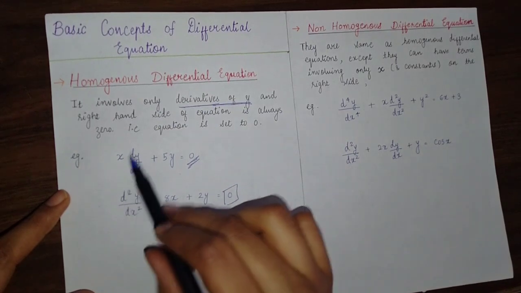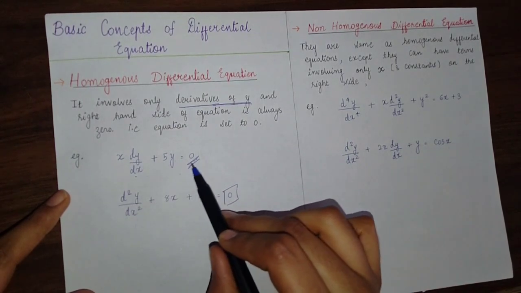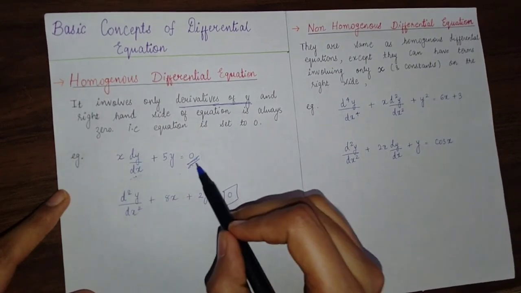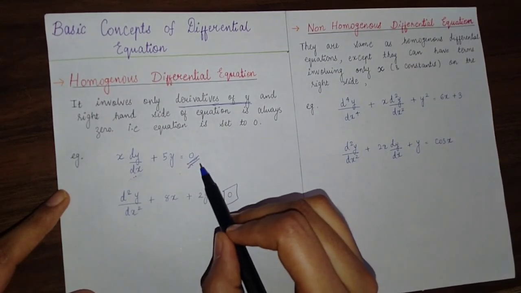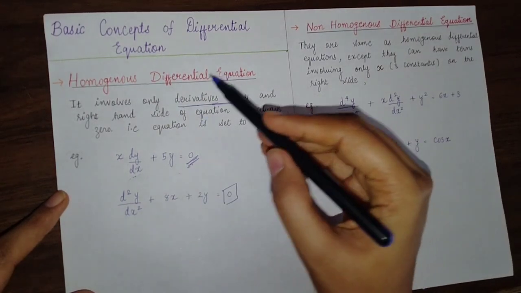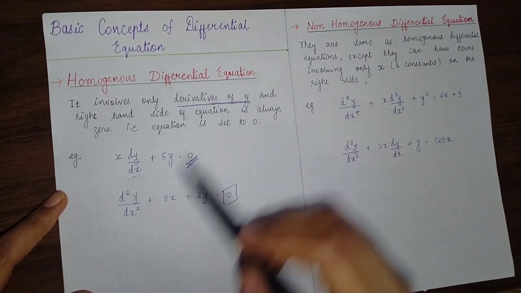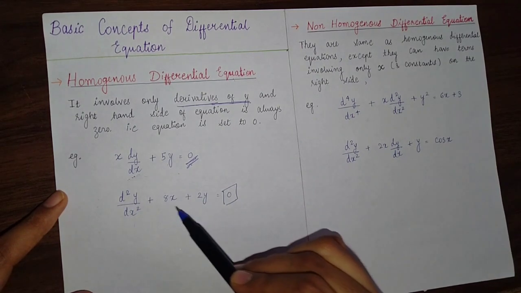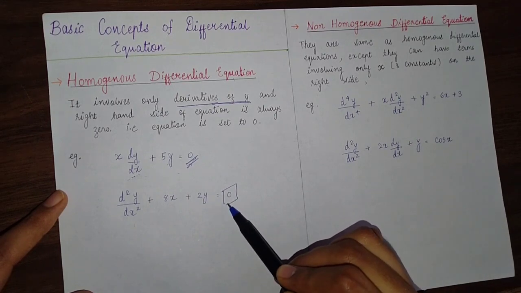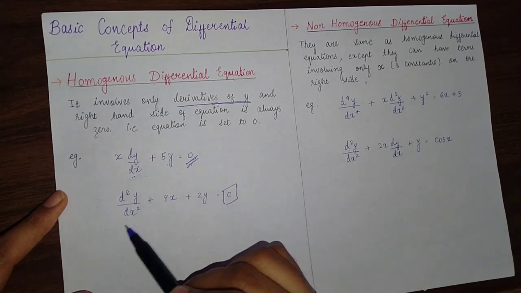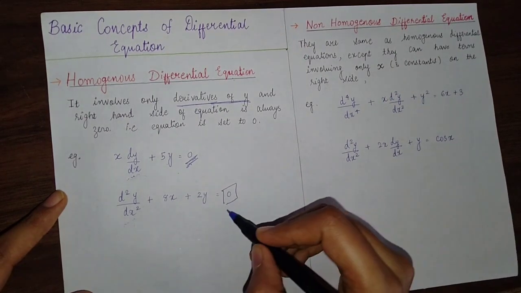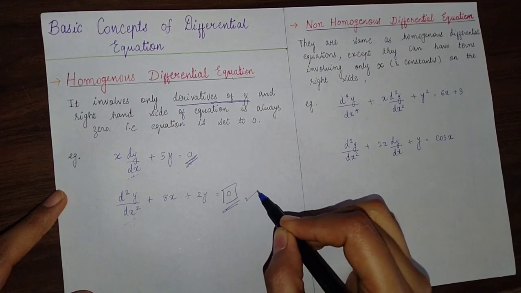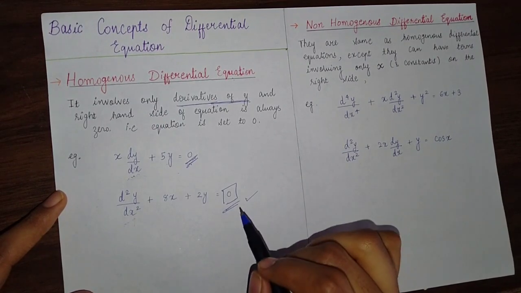For example, x dy by dx plus 5y equal to 0. Then here we can see that we have only the derivatives of y and also the right hand side of the equation is 0. So this equation is a homogeneous differential equation. Next example, d square y by dx square plus 8x plus 2y equal to 0. So again we can see that here we have only the derivatives of y and the right hand side of the equation is again set to 0. So this equation is also a homogeneous differential equation.